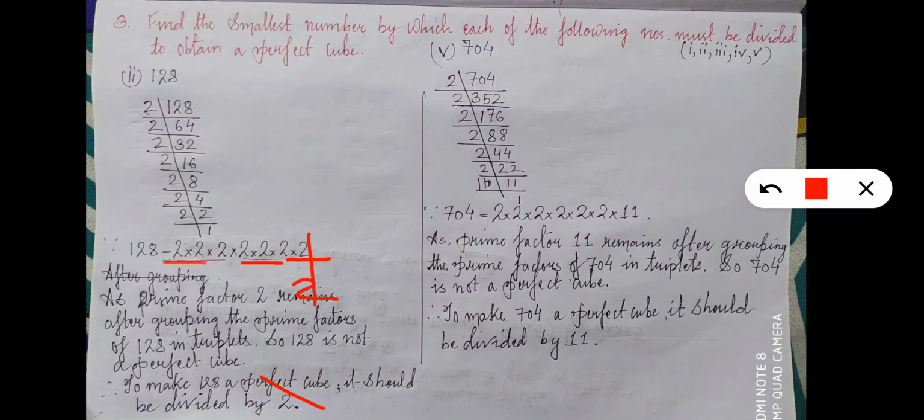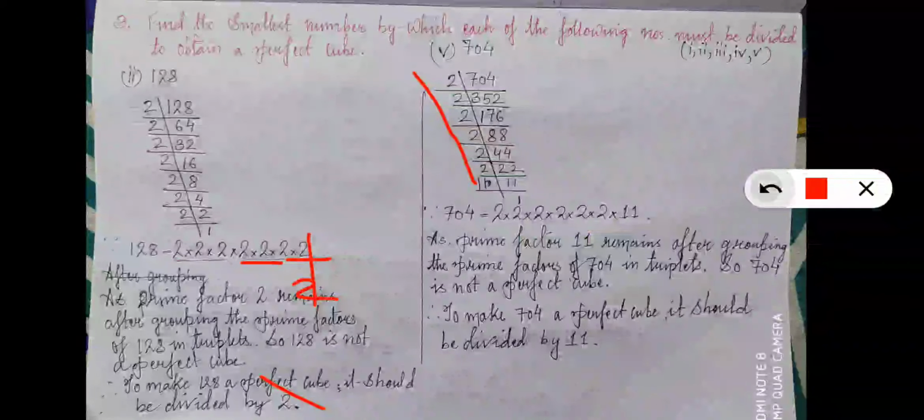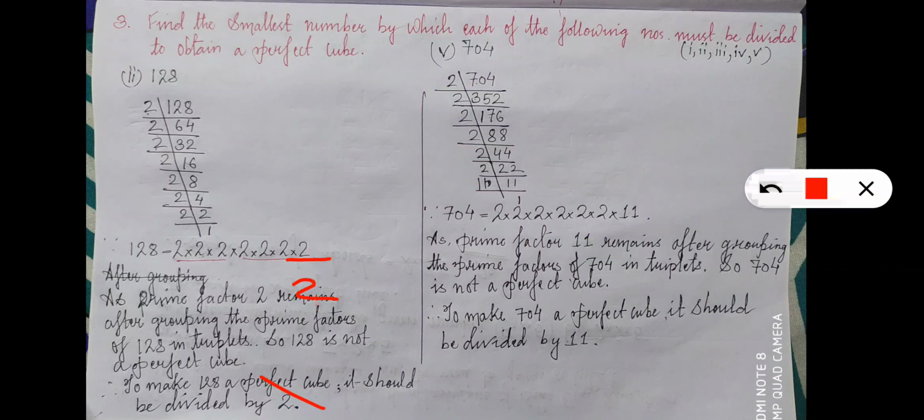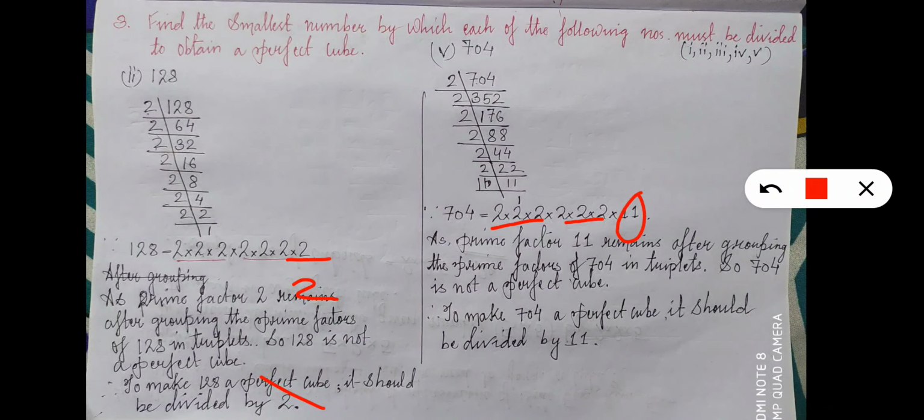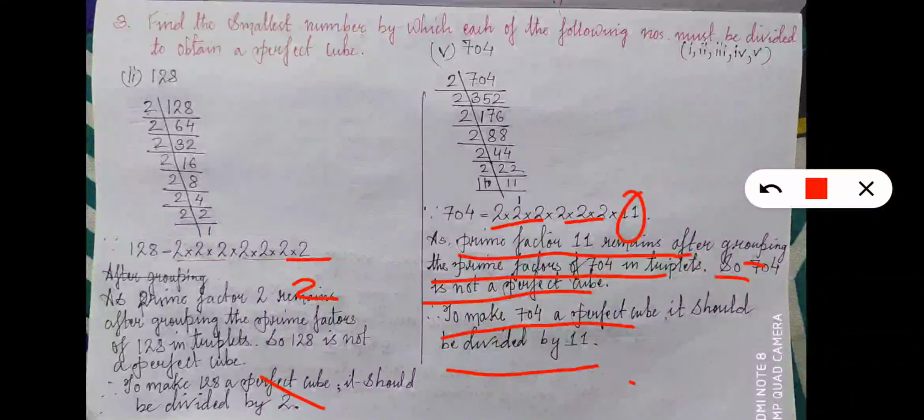Okay, let's move to Roman number 5, 704. Let's do the prime factorization of this. We got these numbers. So here we have 2 six times and 11 once. So we have written it. Let's make groups of triplets: 1 triplet, 2 triplets, but 11 is alone. So 11 is remaining. Whatever is remaining, you have to divide by that number. So as a prime factor 11 remains after grouping the prime factors of 704 in triplets. So 704 is not a perfect cube. So to make 704 a perfect cube, it should be divided by 11.